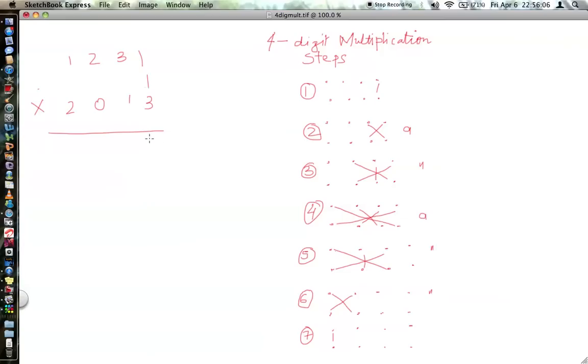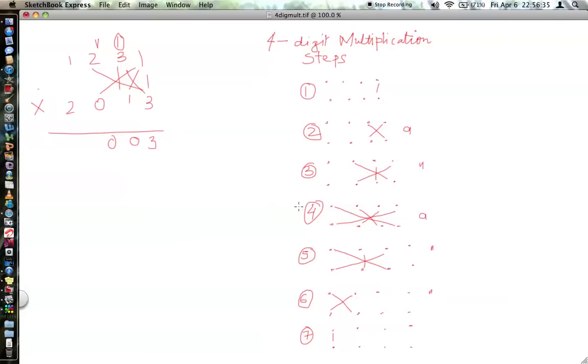3 into 1 is 3. Then step 2 you multiply these two. 3 into 3 is 9 plus 1 into 1 is 10. 0 with a carry 1. Then you multiply the first three. So 3 into 2 is 6. 6 plus 3 is 9, plus this carry 1 is 10. Again 0 with a carry 1.